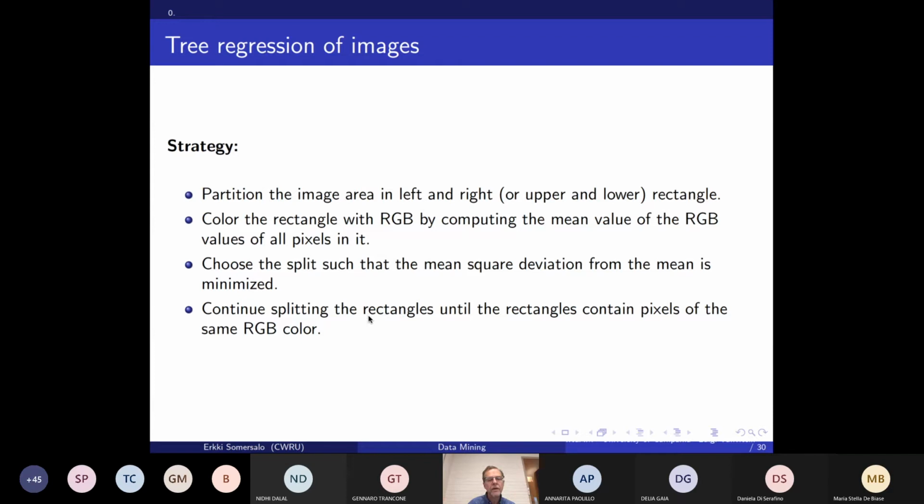And so you continue splitting the rectangles. This is the maximal tree. You continue splitting the rectangles until each rectangle contains only constant RGB vectors.